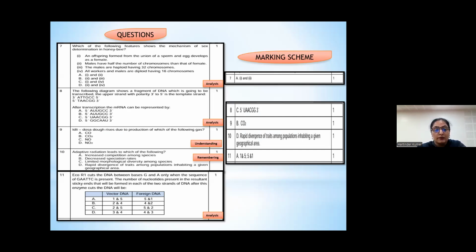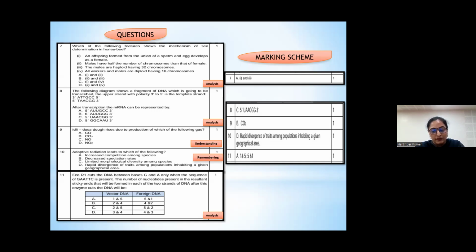That is the first portion, the 7th question you can see. This is the mechanism of sex determination in honeybee. Again, it has 2 parts, that is, the females having 32 chromosomes and the males having 16 chromosomes. So they have been bifurcated into different micro concepts. So this is a case of analysis. In the 9th question, you can see the child just has to remember what leads to the rising of the dough in idli or dosa. That is a question of understanding. Directly he or she has to give the answer of carbon dioxide.